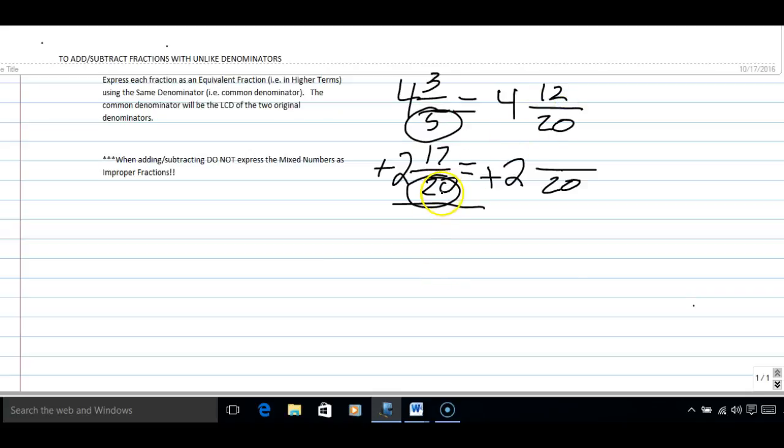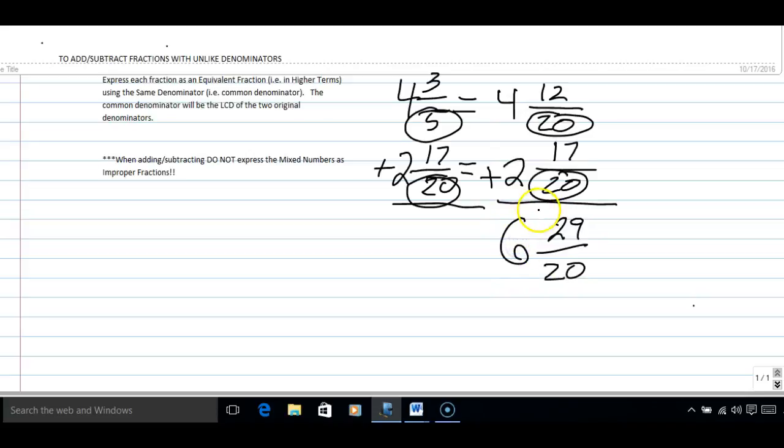And of course, I could still use the same process here, but since the denominator is 20 here, the numerator will also be 17. But I can still use the same process. 20 divided by 20 is 1. 1 times 17 is 17. So in order to add fractions, I must have a common denominator, which I have. So I'm going to add the numerators. 12 and 17 is 29. And 4 and 2 is 6.